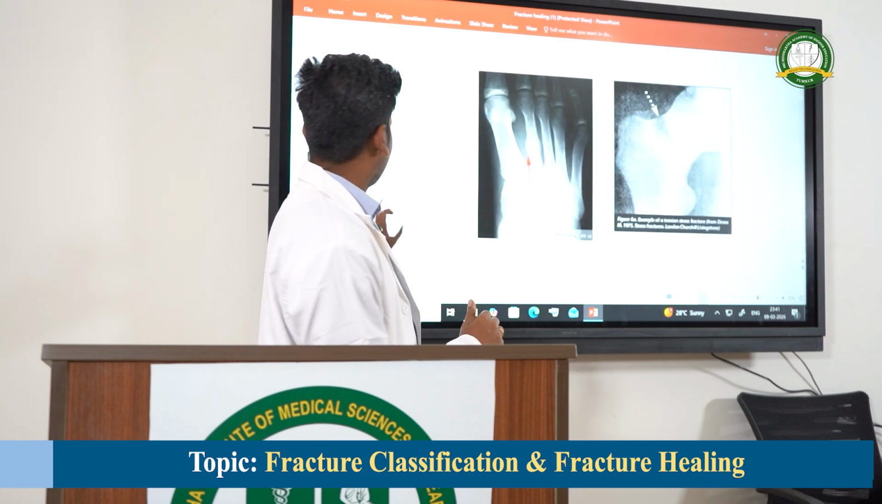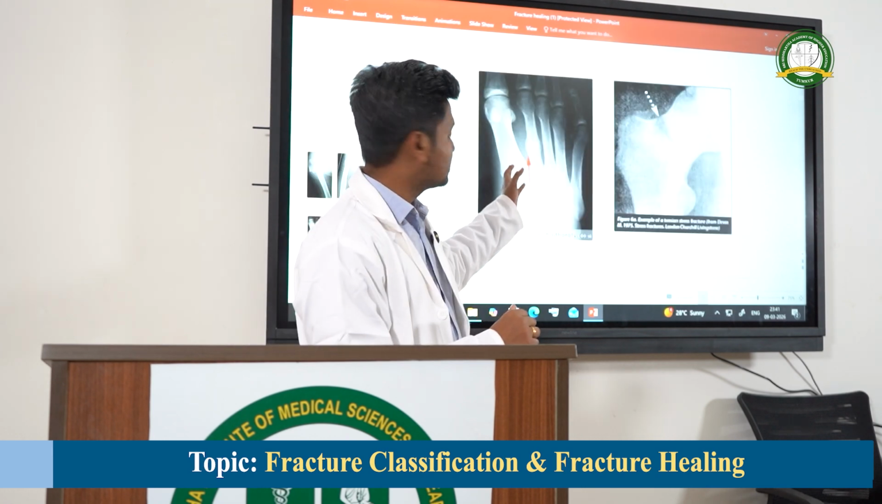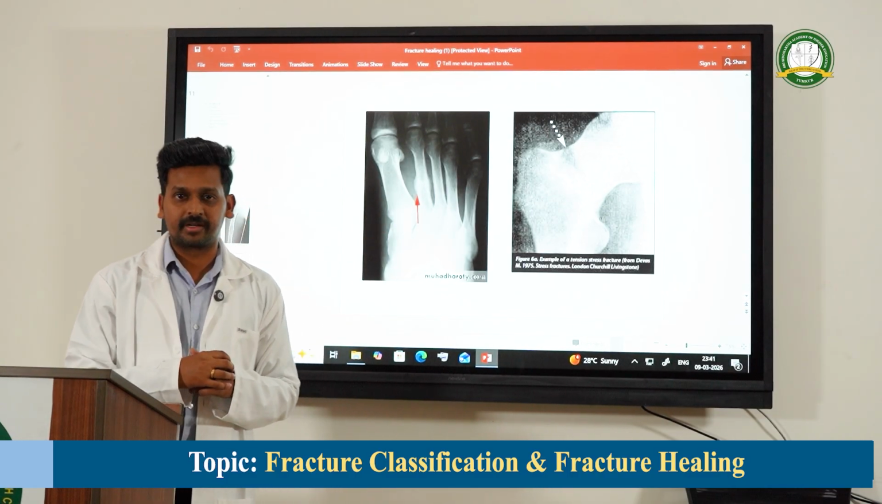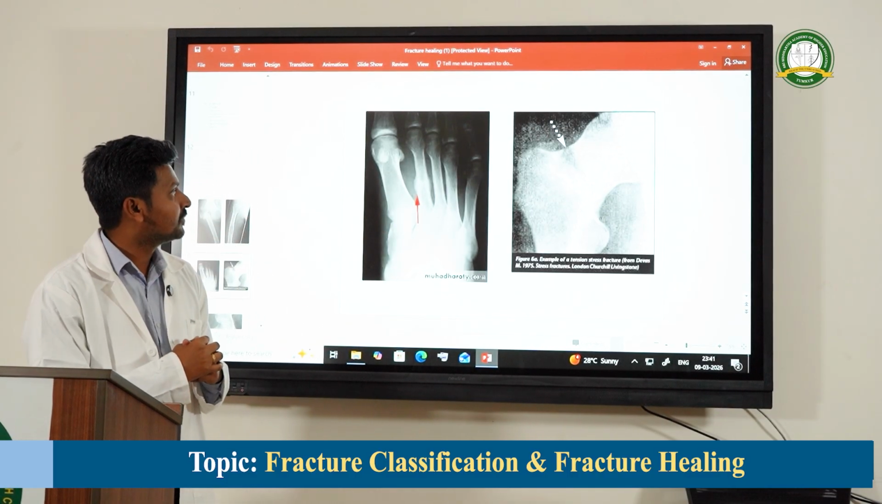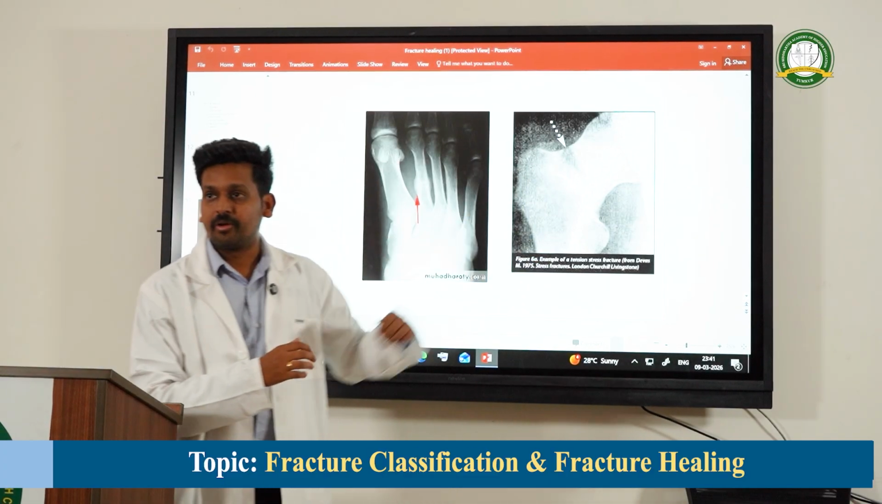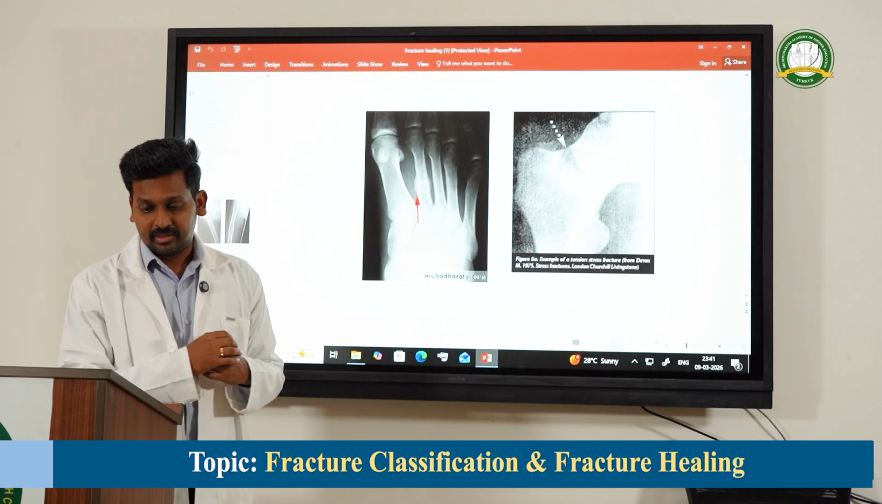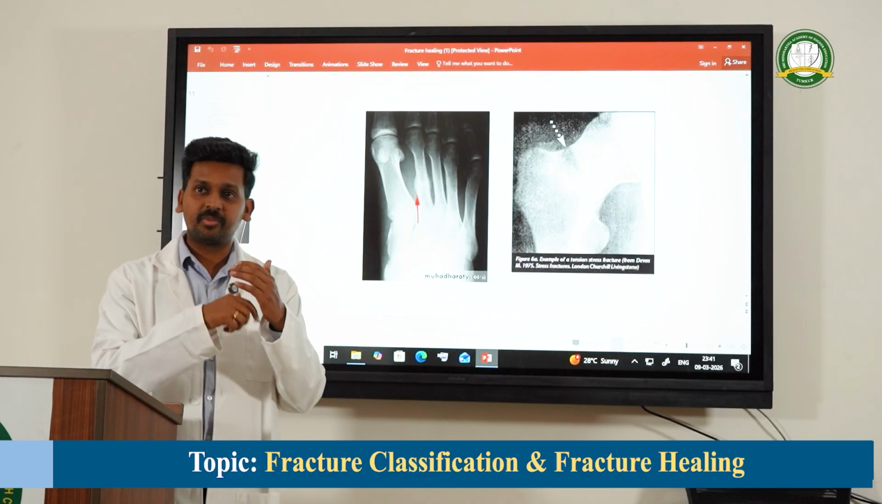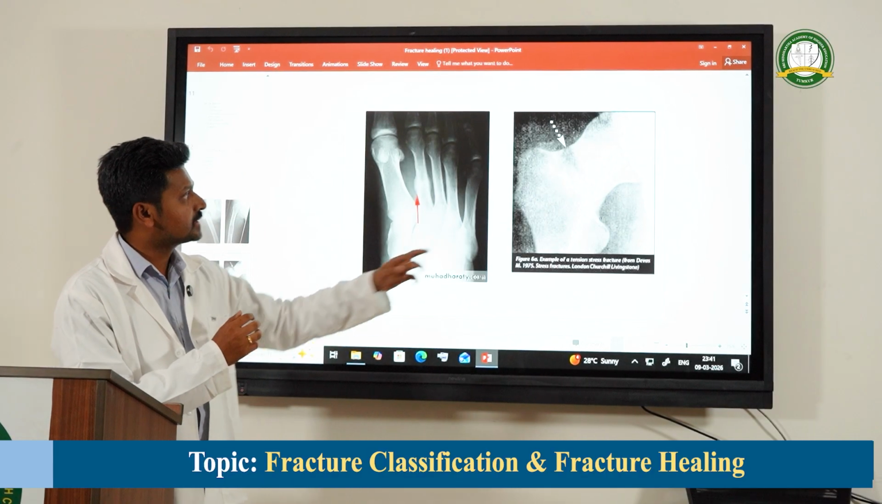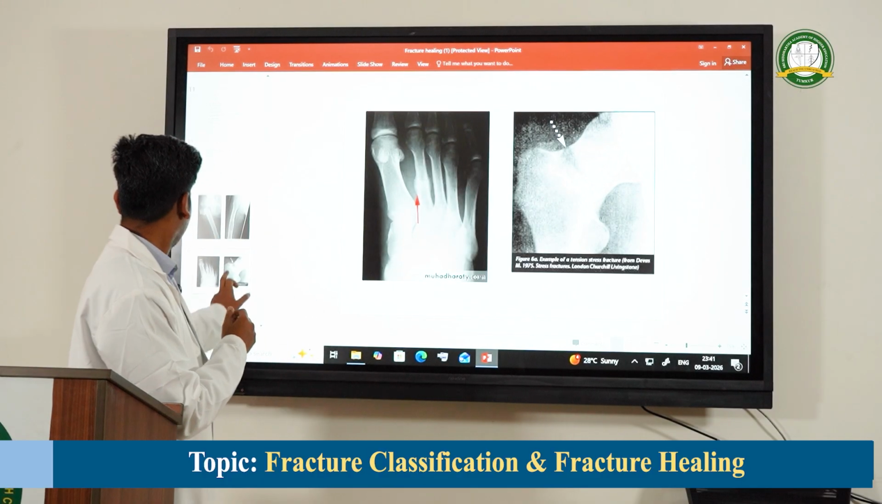And this is a fracture of the base of the second metatarsal, what we call a March fracture. This is also a stress fracture. And this is a fracture of the neck of the femur caused due to Looser zone. There is blood supply around the neck of the femur, and there is progressive weakening leading to fracture around the neck of the femur.